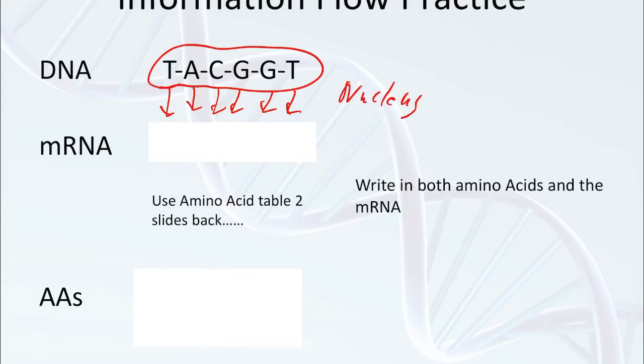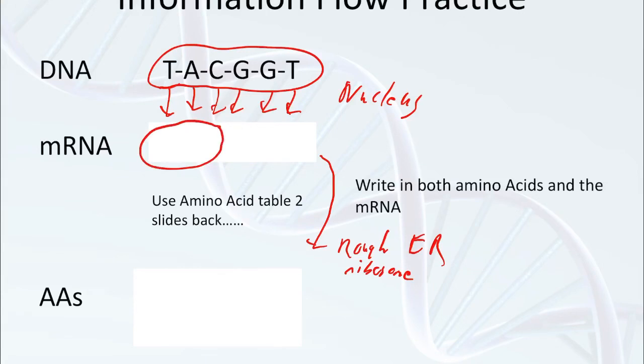And then you're going to take your messenger RNA down to the rough ER. It's going to meet up with the ribosome. And you're going to take these 3 messenger RNAs, take that back to the table, see what that table shows, and then choose your amino acid based on that table. Same thing with these 3 amino acids. Take that to the table too, and write in your amino acid there.